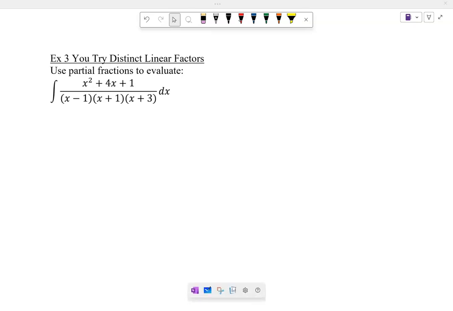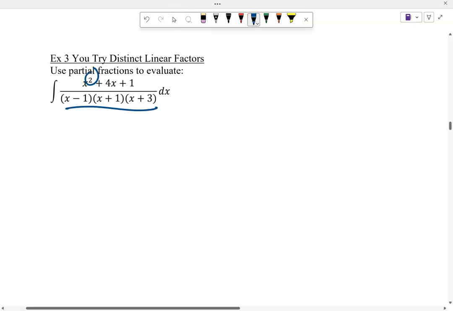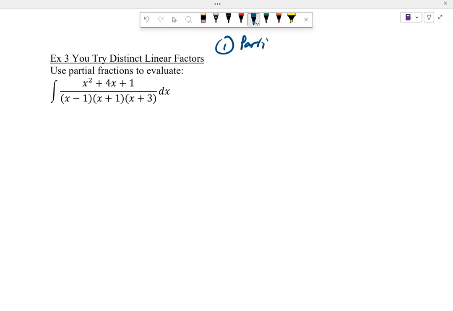So first of all, let's check. Is it improper? Well, the degree of the top is 2. If I was to multiply all these, I'd have an x cubed on the bottom, right? So this is not improper. And so now we can just go ahead and start doing our partial fraction decomposition. Okay, so we've got x squared plus 4x plus 1 over.